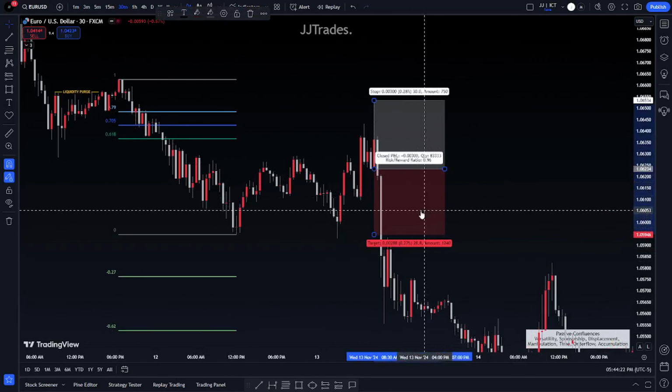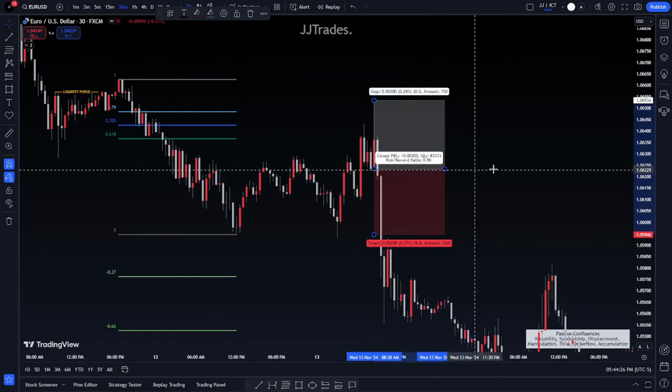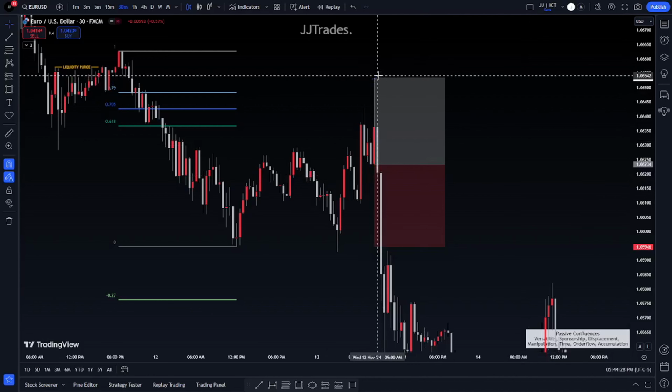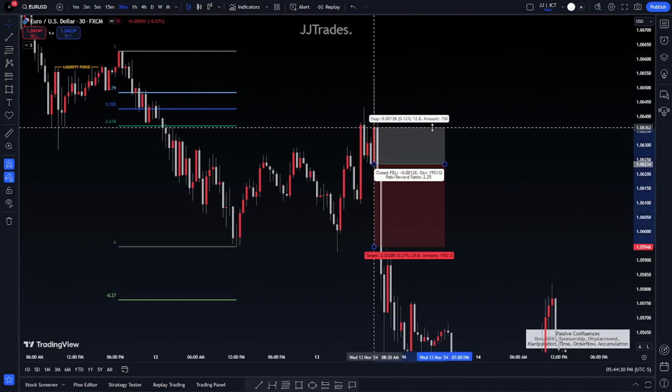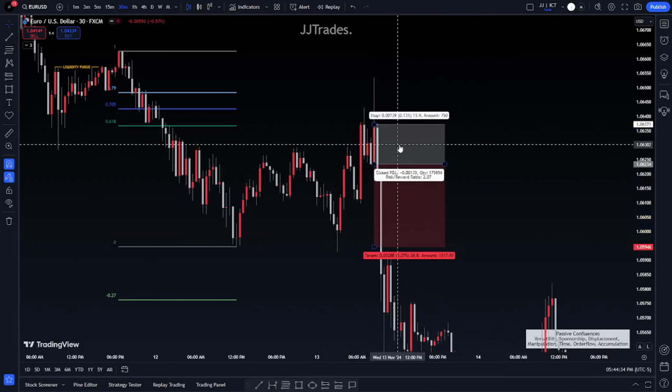I know it looks very weird because it's a 0.6 risk to reward. It's literally a negative risk to reward. But still, a trade is a trade. Understand me? A trade is a trade. It is what it is. But if you want to drag it down lower, that's your 2 risk to reward.